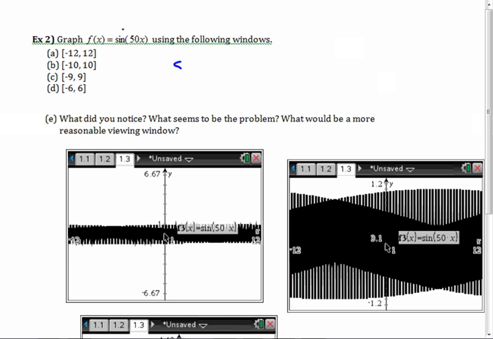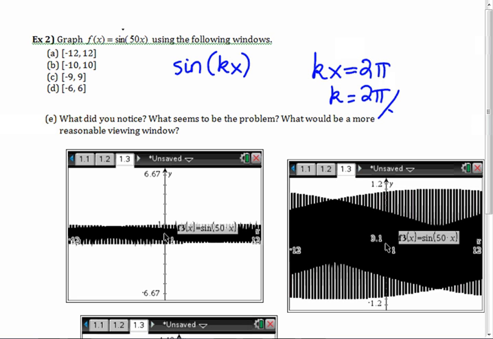Okay, here's how I do this. K is the period. So if Kx is equal to 2 pi, then K is equal to 2 pi over x. Not sure I want to do it that way. I'm going to say that 50K is equal to 2 pi. We are going to estimate. I'm hoping this works. It should. Divide by 50. Can we just estimate that period? K is equal to pi over 25.